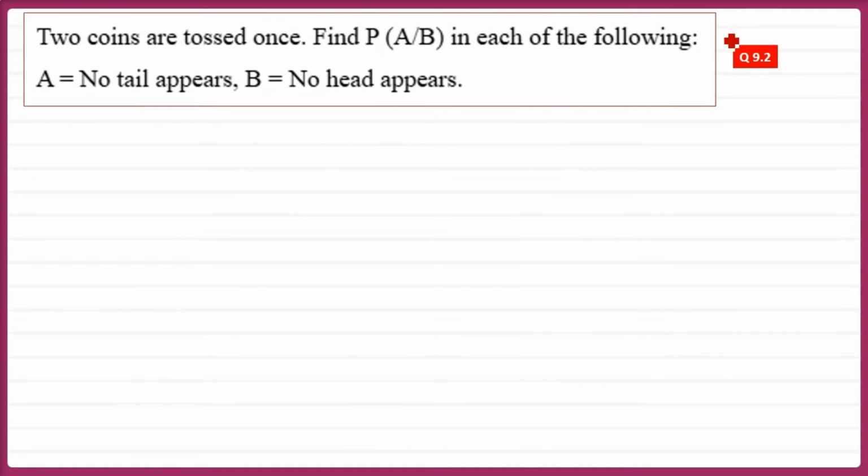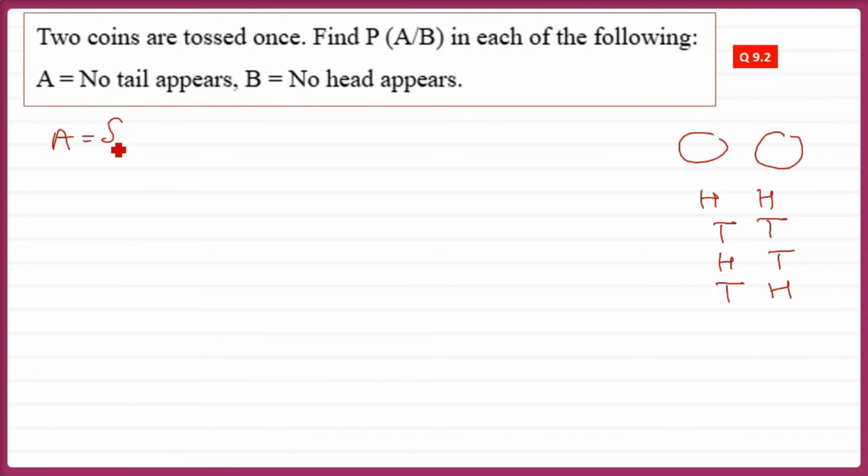Now two coins are tossed once. Find P(A|B) in each of the following. So we have two coins again, and what is the sample space? Both can turn up head, both can have tails, one head and one tail, and one tail and one head. Now I'm not writing A and B again because these are repeated questions of two coins being tossed. A is: no tail appears. When there is no tail, these three possibilities cannot come. Only head and head can come, because only head and head has no tail. So the number of elements in A is only 1.